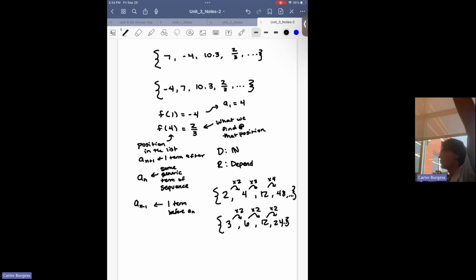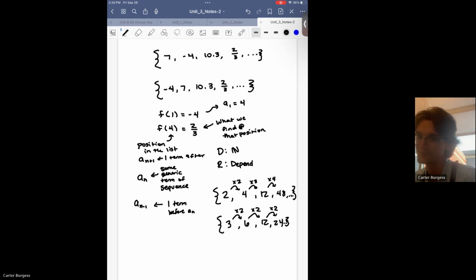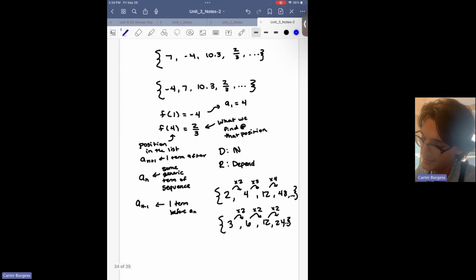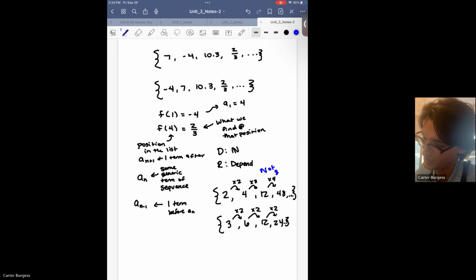So the first example would not be geometric because the thing that I am multiplying by is changing. It's changing in a way that we can predict, but it is still changing. Whereas the second one would be geometric because the thing that I am multiplying by is not changing. So this would be not geometric, and this one would be geometric.